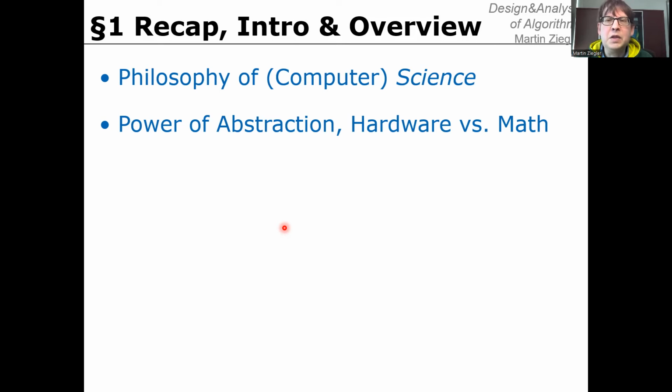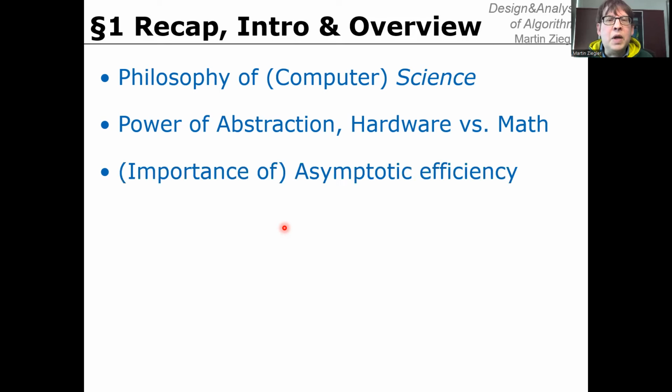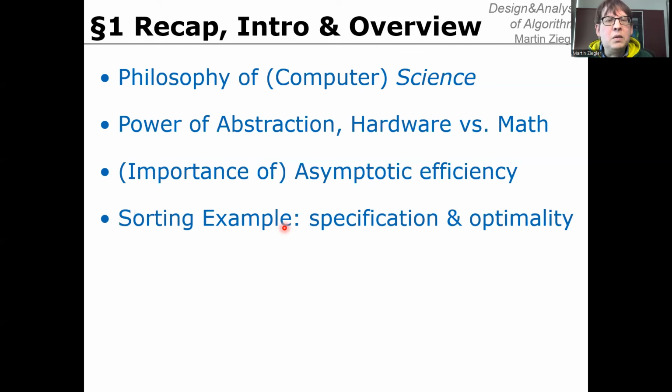And we will see the difference between hardware and mathematical data types and the pitfalls that can come with that difference. We'll re-emphasize the importance of asymptotic efficiency. We'll recall classes of asymptotic growth. And then we'll consider a particular example, namely sorting, as an example of some of the aspects that distinguish computer science from electrical engineering, namely problem specification and optimality of algorithms.